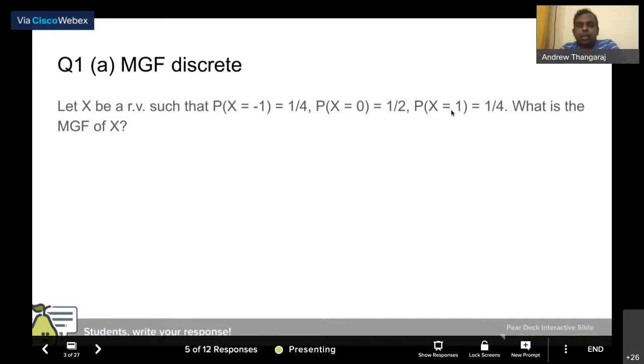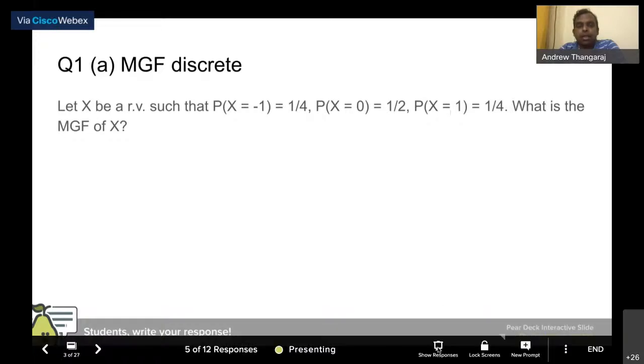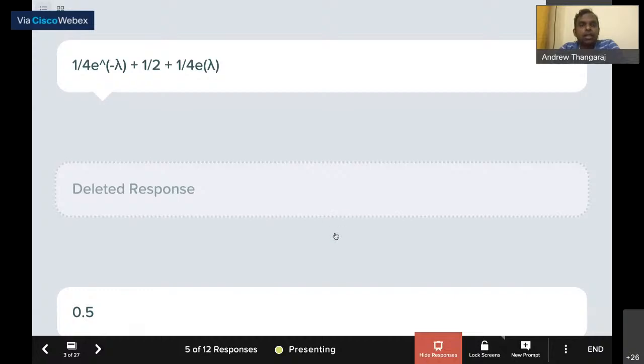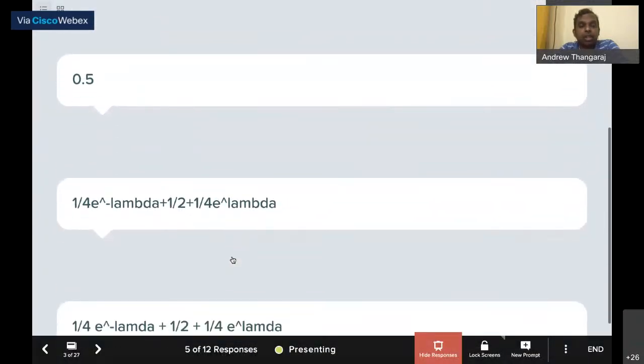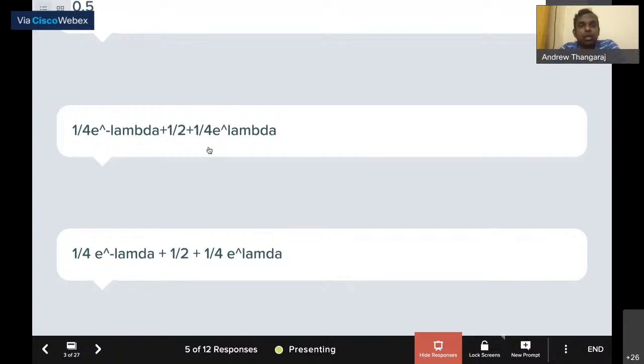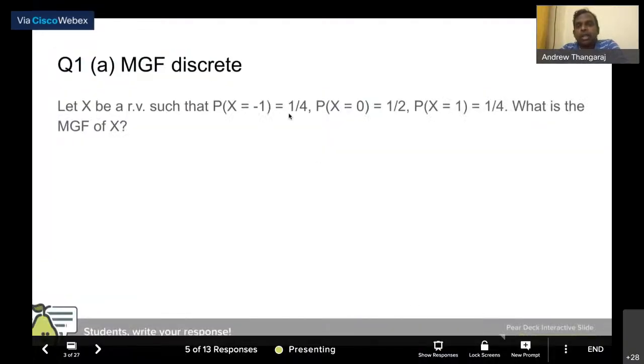Okay, there are about 5 responses. I guess one can't expect too many, because people are doing other things. So let's see what the answer is. One is correctly written by one person. Somebody has written 0.5, which is not correct. The moment generating function will have one variable, and you have to multiply it out. Out of the responses, 3 of them are correct: 1 by 4 e to the power minus lambda plus half plus 1 by 4 e to the power lambda. That's good to see. It's just a straightforward discrete distribution, and you should be comfortable doing the MGF for this.